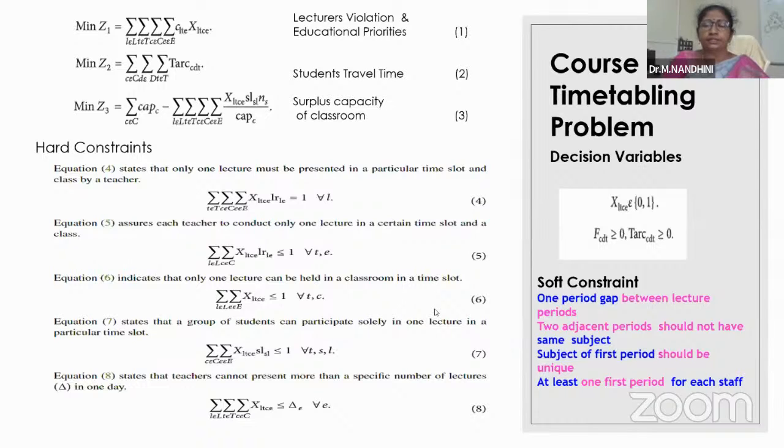But if we are considering the soft constraint, for example, if you have 4 hours for a subject in a week, the 4 hours can be placed in a day.